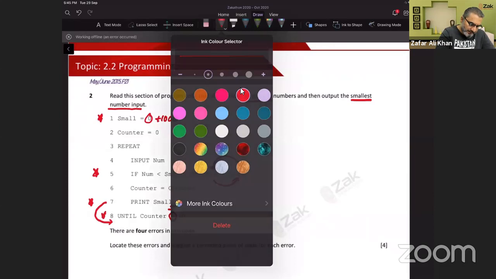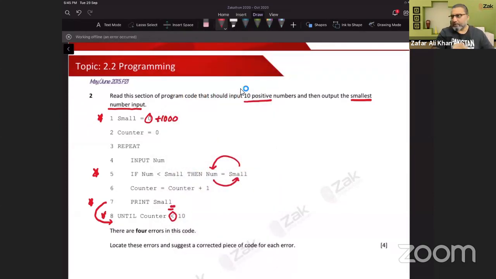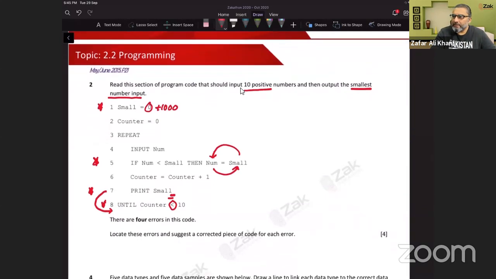So you have to understand all this. Small will be minus 1000, and this way, if number is less than small, then small is equal to number will be corrected, and then print small will go after the loop, and then until counter is equal to 10, not less than 10, because we have to start with 0, and as soon as it becomes 10, we will get out. Okay.